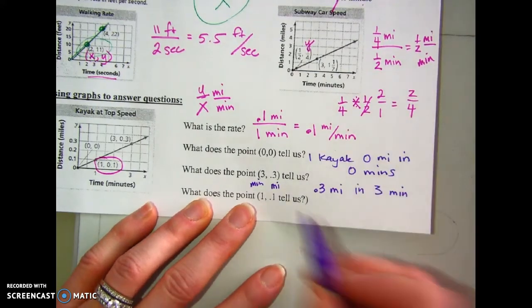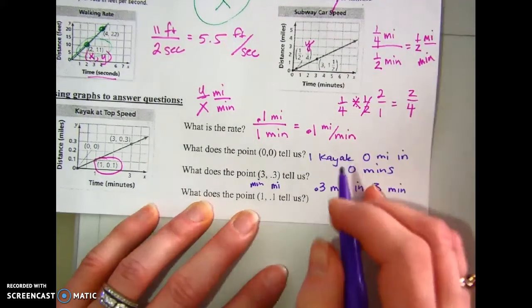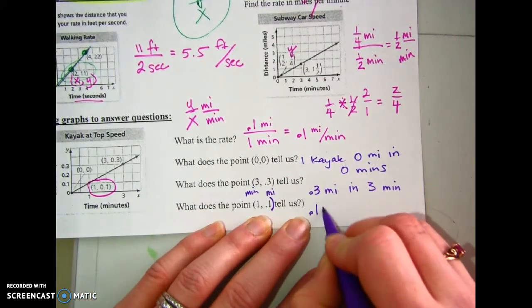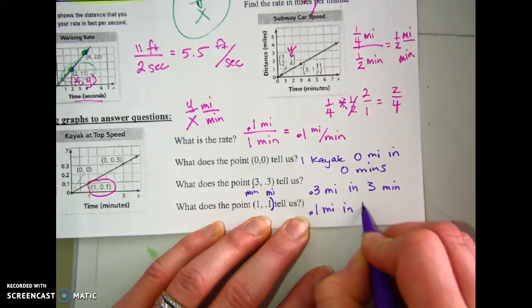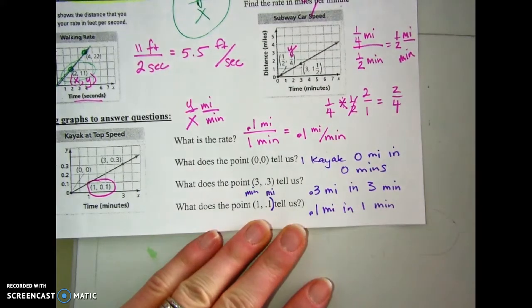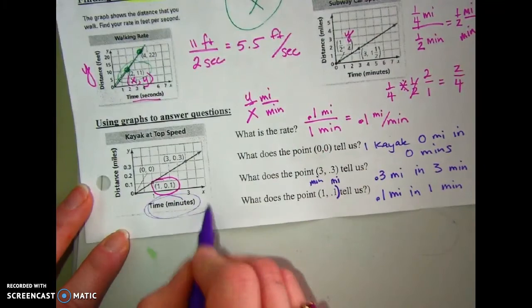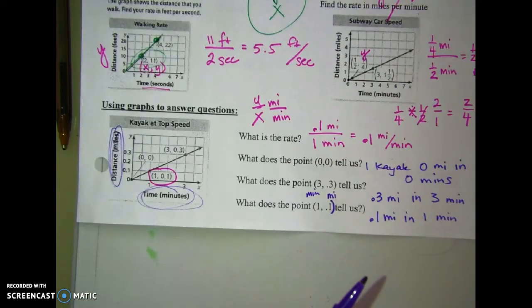Same thing with the next one. 1 and 0.1. Oops, the parentheses should be there. 1 and 0.1. I can go 0.1 miles in 1 minute. So we just have to get used to reading the points from the graph and using the labels that they give us to determine what those mean.